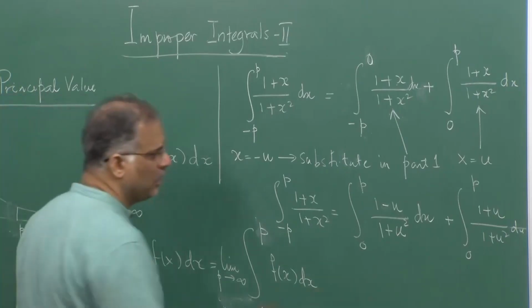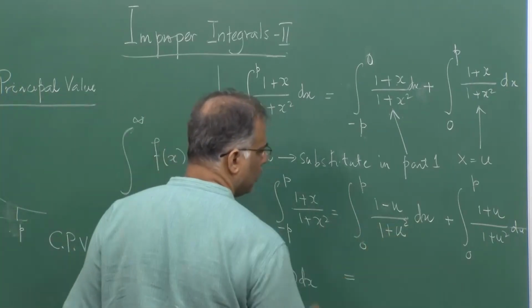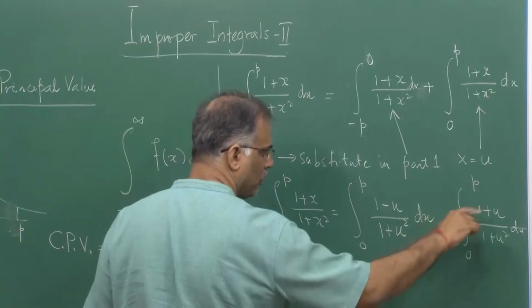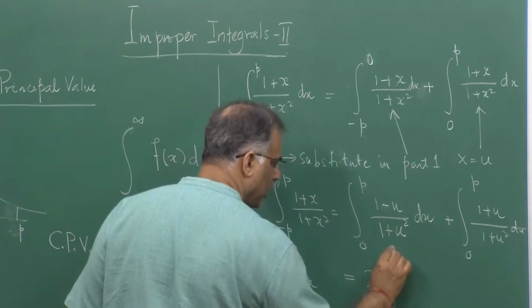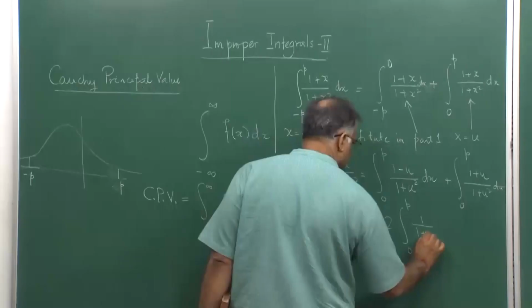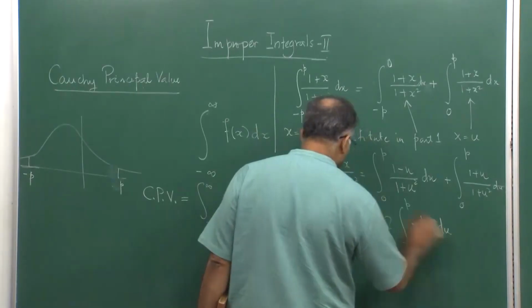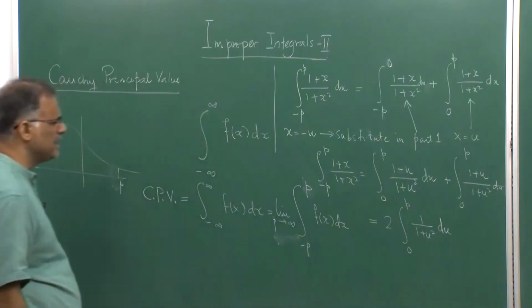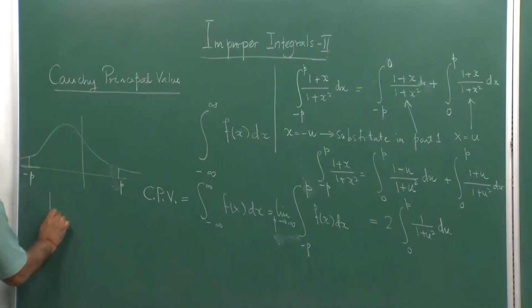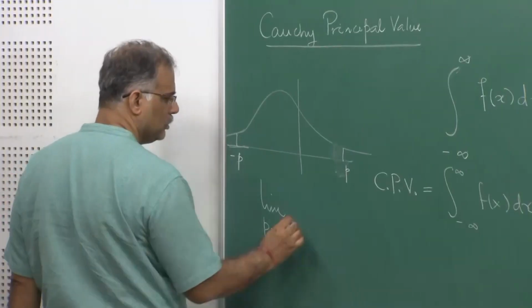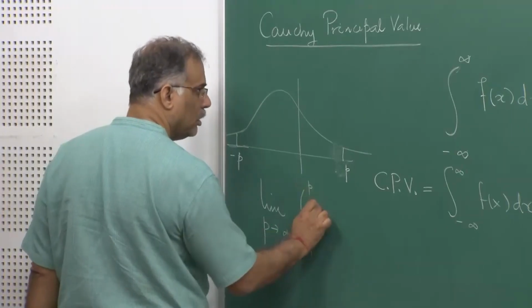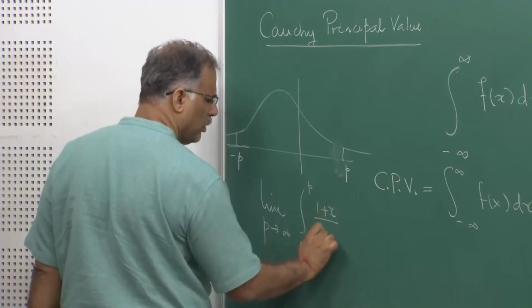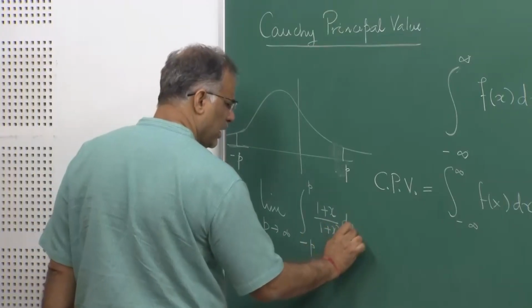So, now if you add them up, what will you get? You will get 1 plus 1, 2, u will cancel. So, you will get 2 times the integral from 0 to p. So, this integral has now come down to this nice little form. Now, if I take the limit p tends to infinity of the integral from minus p to p of 1 plus x square dx.